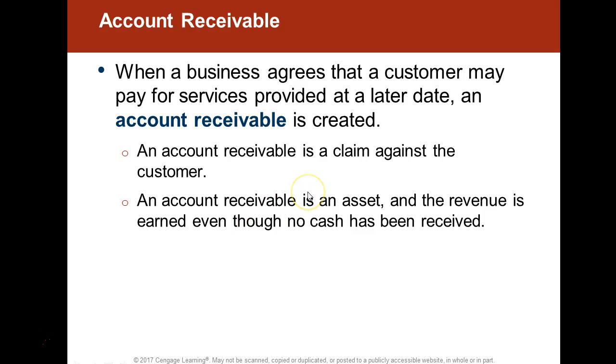And again, knowing what accounts receivable is important. These are many, many different terms, but they're actually pretty easy to understand. So when you do something for a customer, but they have not paid you yet, you have an expectation, and it's going to be called accounts receivable.